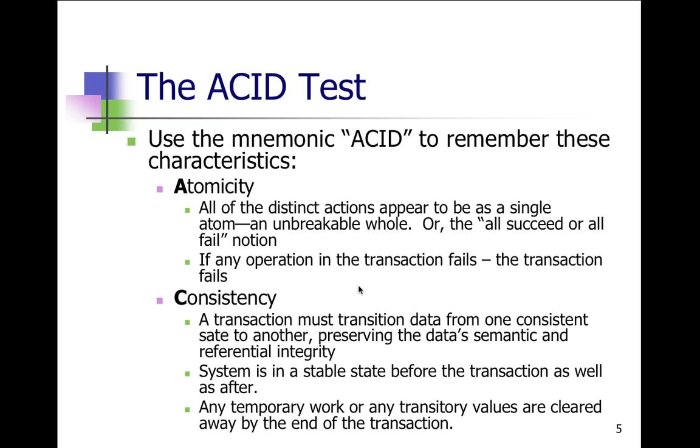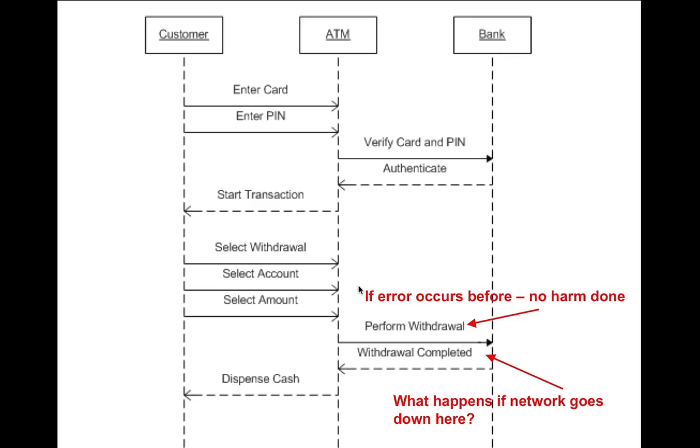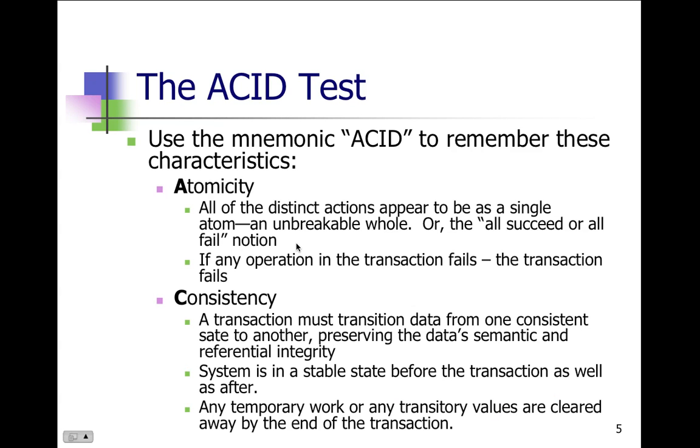So atomicity: all of the distinct actions appear to be a single atom, or one unbreakable whole. So when you do a withdrawal from an ATM machine, as we've seen in the previous slide, there are a couple of different tasks that are part of this concept called the transaction. But this all seems to be one. You put the card in, you put the PIN in, you select what you want to do. It's all part of one.